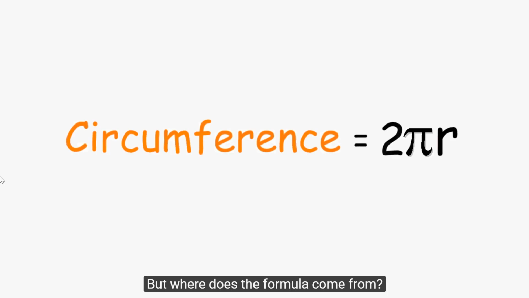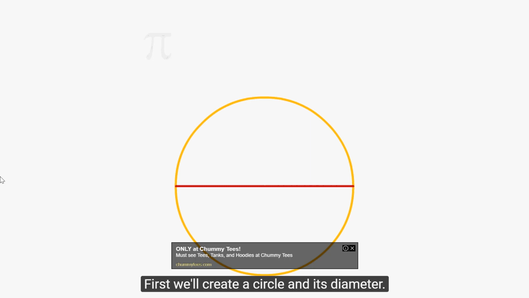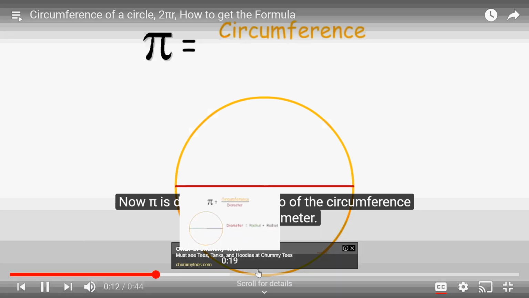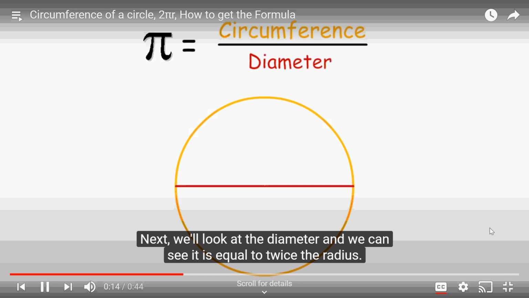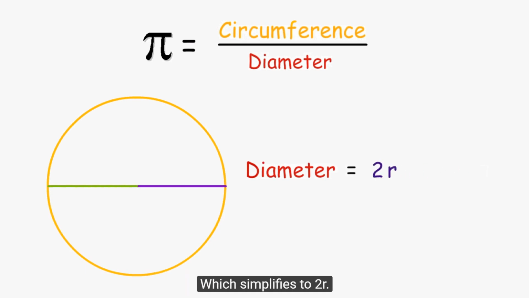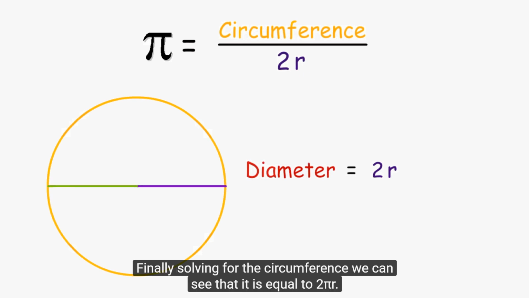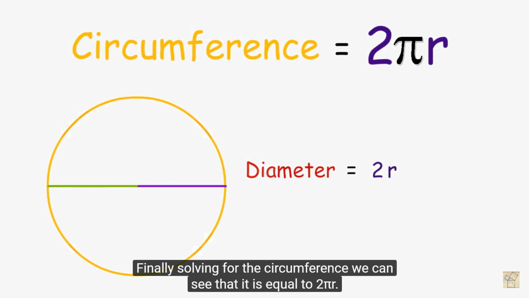The circumference of a circle is equal to 2 pi r. But where does the formula come from? First, we'll create a circle and its diameter. Now, pi is defined as the ratio of the circumference over the diameter. Next, we'll look at the diameter, and we can see that it is equal to twice the radius, which simplifies to 2r. And so now pi is equal to the circumference over 2r. Finally, solving for the circumference, we can see that it is equal to 2 pi r.